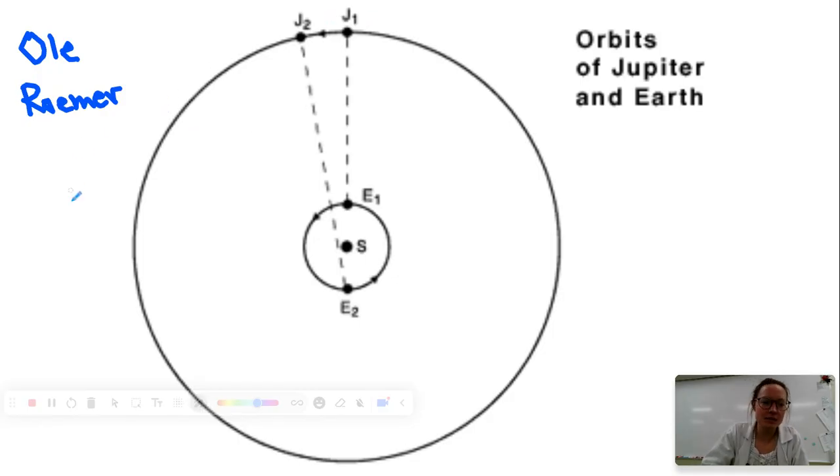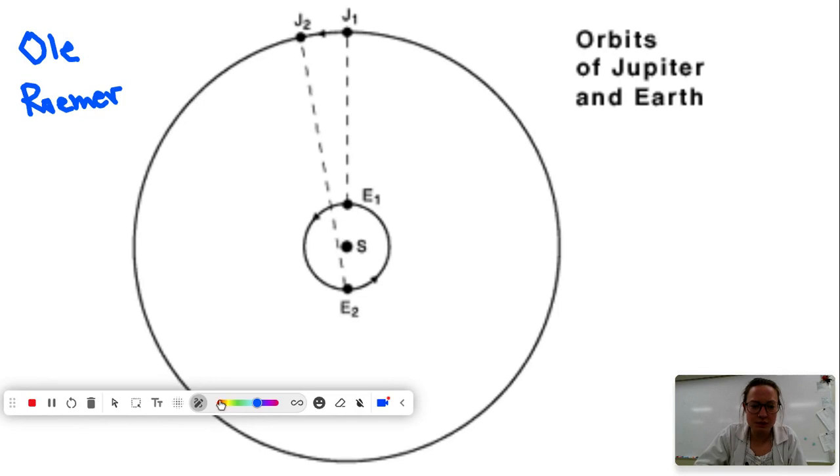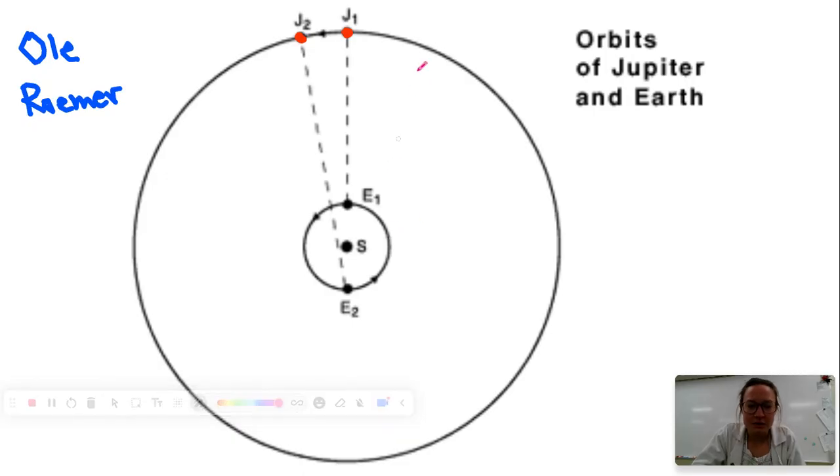And so what Romer was doing is tracking the orbit of Io, which is one of the moons around Jupiter. So he had Jupiter out here. Here's another picture of Jupiter in Jupiter's little orbit. And what he was doing is tracking the movement of this little moon all around Jupiter. The moon's name is Io. We'll draw Io on here.